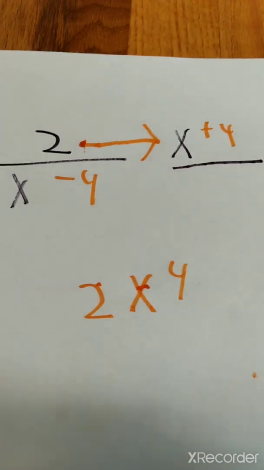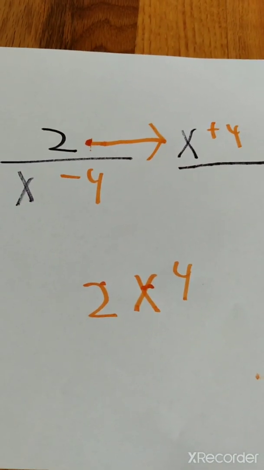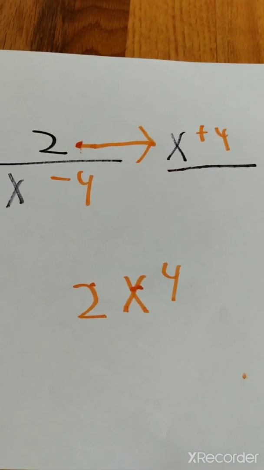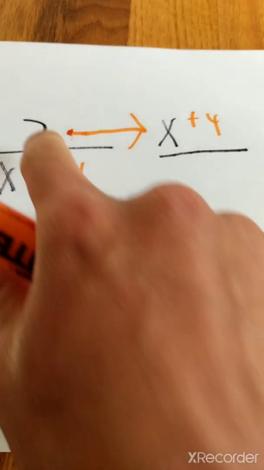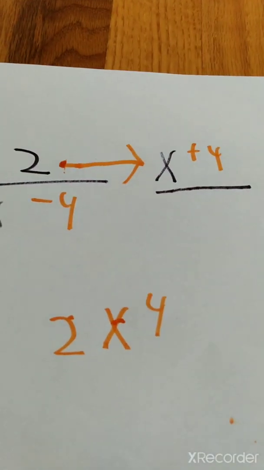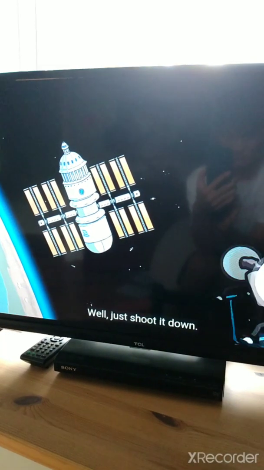Here's an example. A bunch of lasers is trying to hit a space guy riding a space scooter, and the lasers try to hit him horizontally in a video game. Just shoot it down.